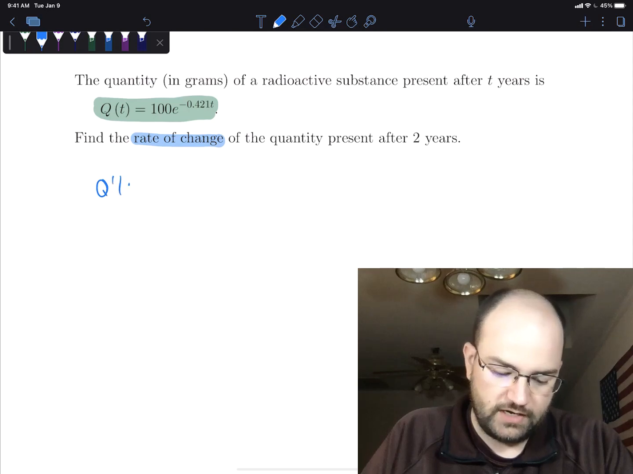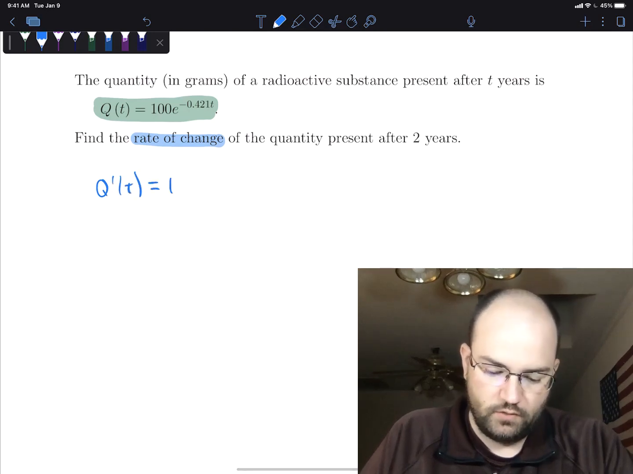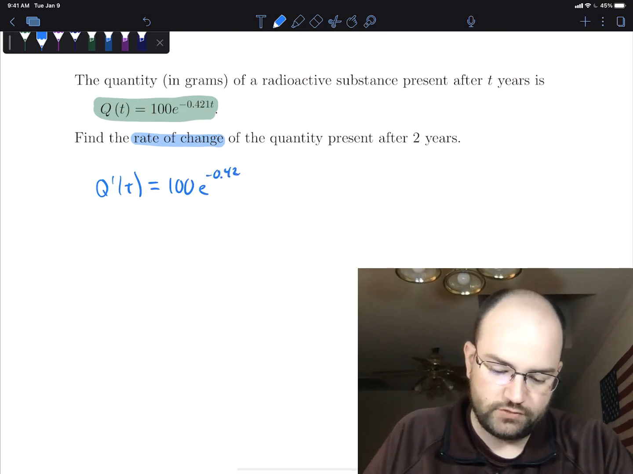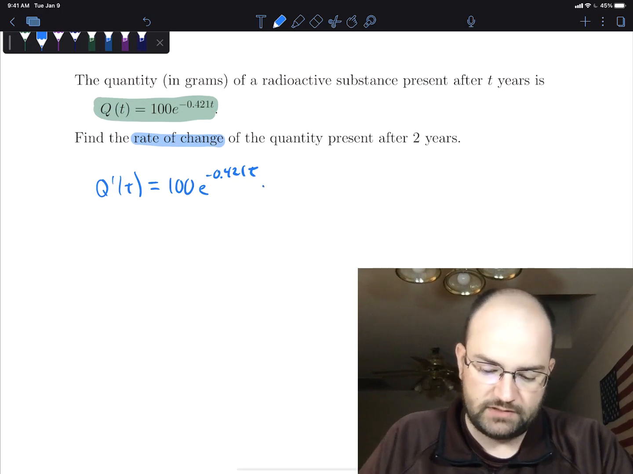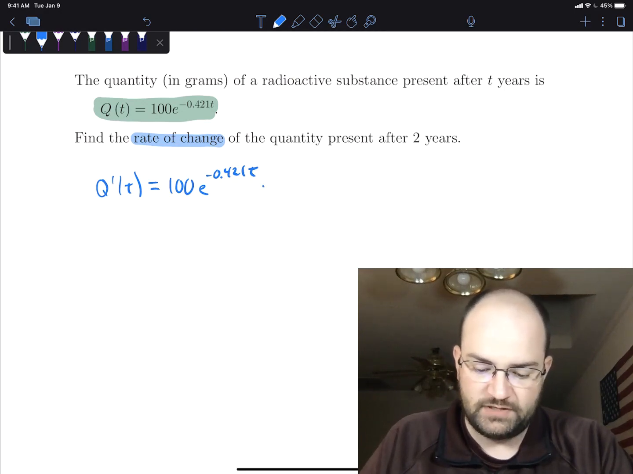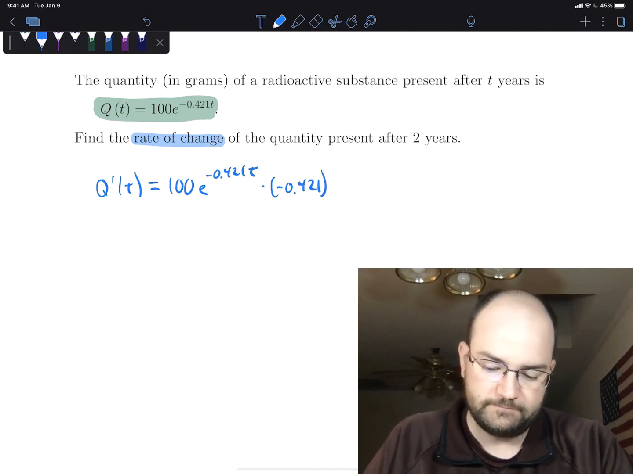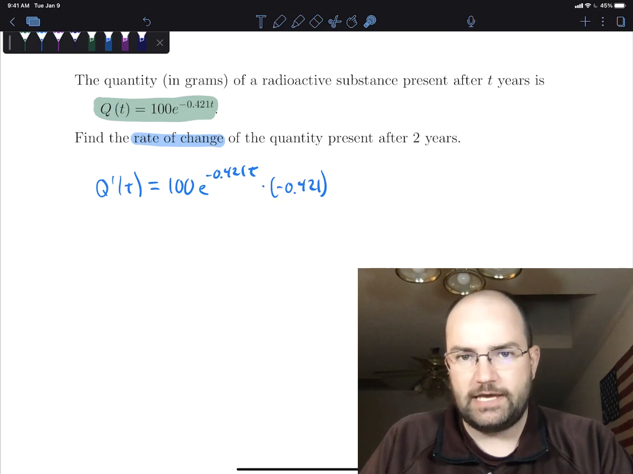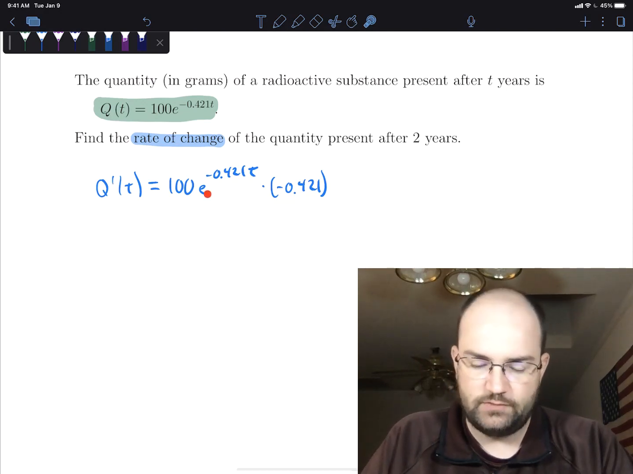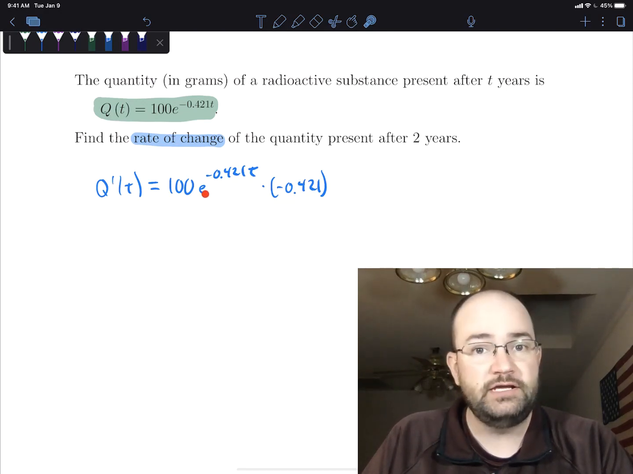So Q prime of T means 100 and then e to the negative 0.421 T, because it's an exponential, you just rewrite it, and multiply by the derivative of the exponent, which is negative 0.421. Now notice that we don't have a natural log as a scaling factor here because the base is e. Remember that. If you have a base other than e, you need that scaling factor of ln of whatever that base is.